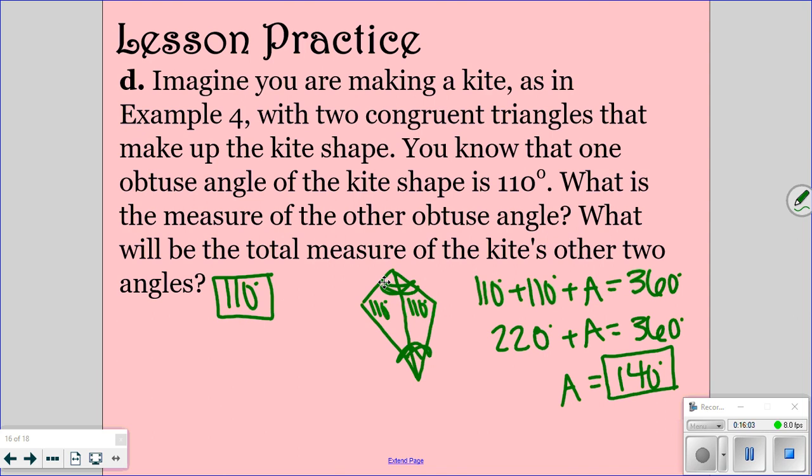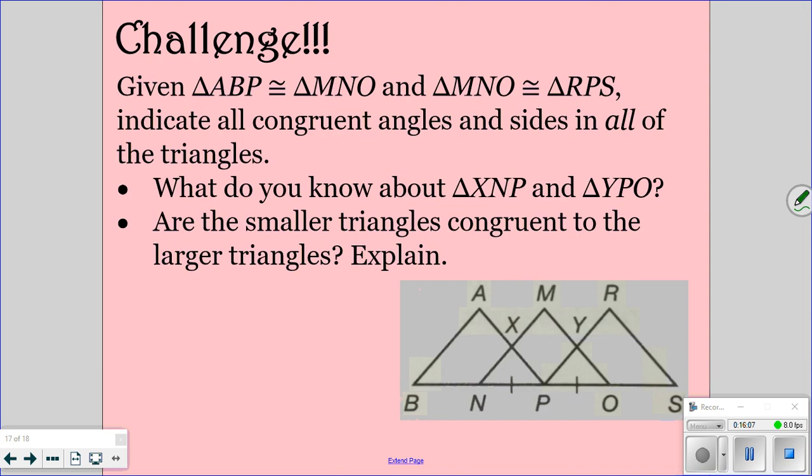All right. So hopefully you got most of those correct. Now we're going to look at the challenge question today. So they tell us that that triangle is congruent to that one and that one is congruent to that one. Indicate all congruent angles and sides in all of the triangles. And what do we know about the two triangles? Are the smaller triangles congruent to the larger triangles? Explain. So y'all pause the video and try this one.